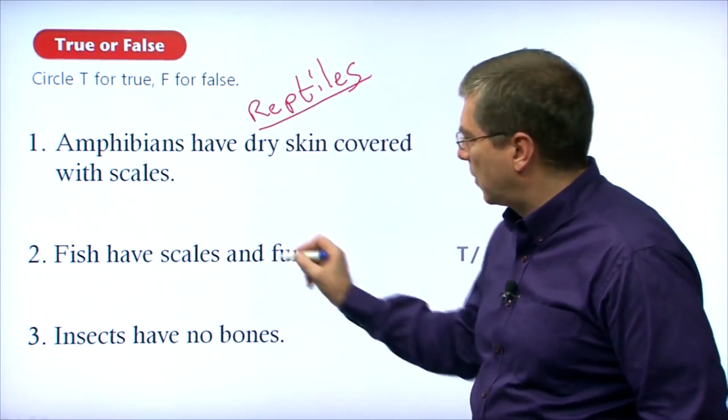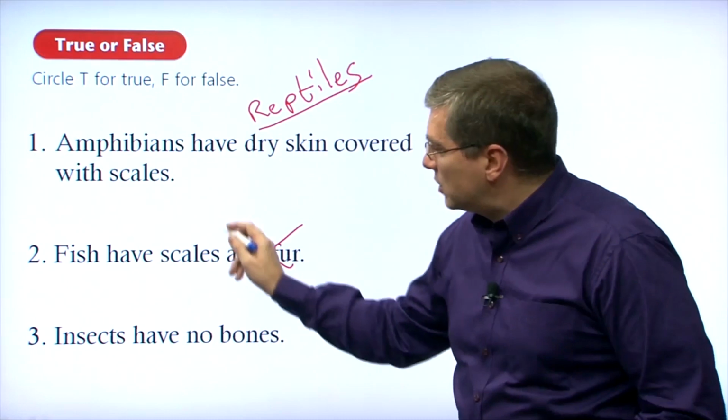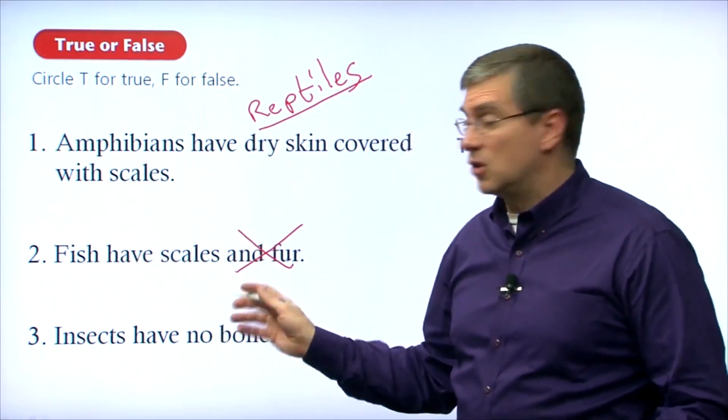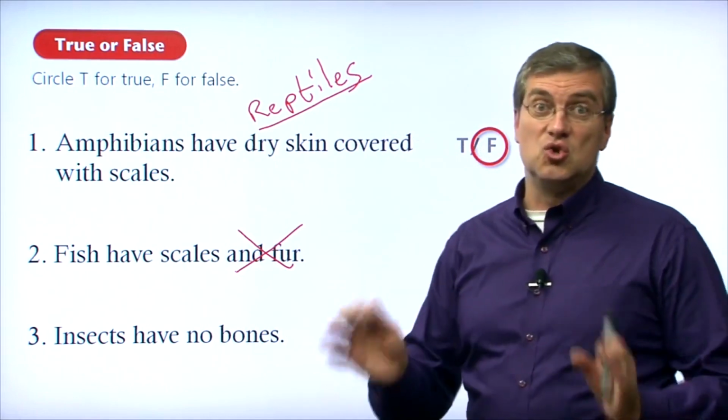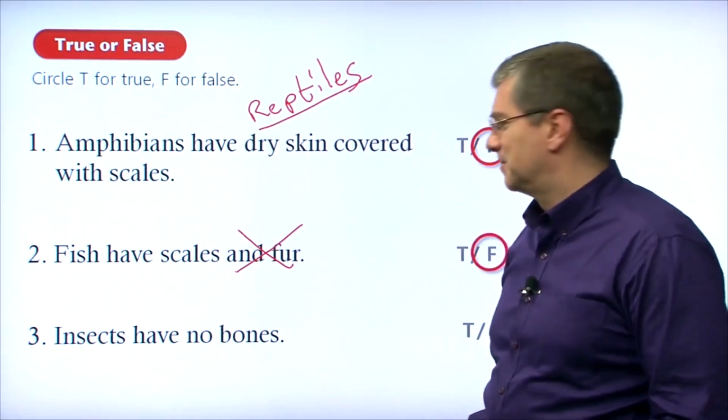Fish do not have fur, right? They don't have fur. If we just looked at this part of the sentence, that would be true. But because of this, it's false, right? Fish do not have fur. That would be very strange.